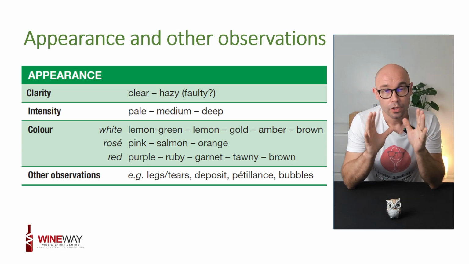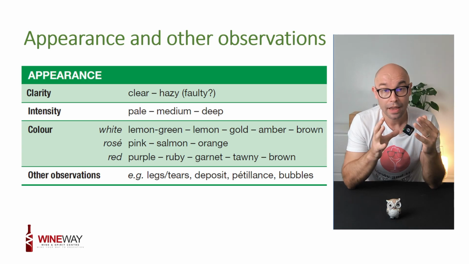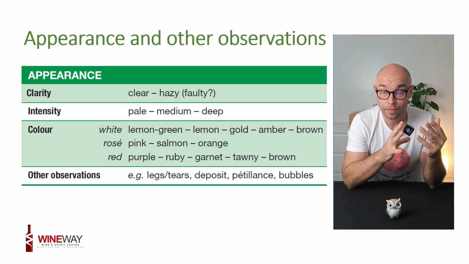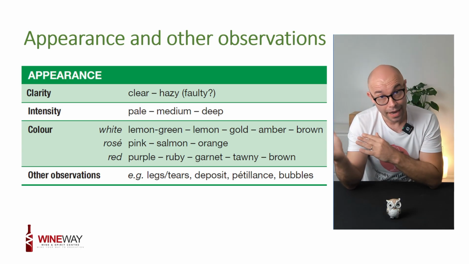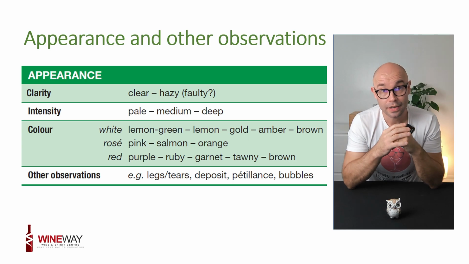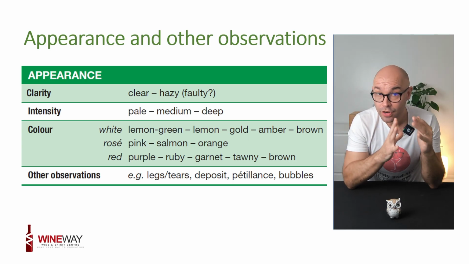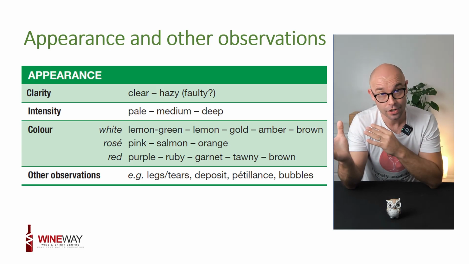All right, so all the white wines are going to be paler in color. They're going to have less color when they're young, and they're going to get deeper with age. Versus red wines can be deep in color when they're young, and they're going to get paler as they age.